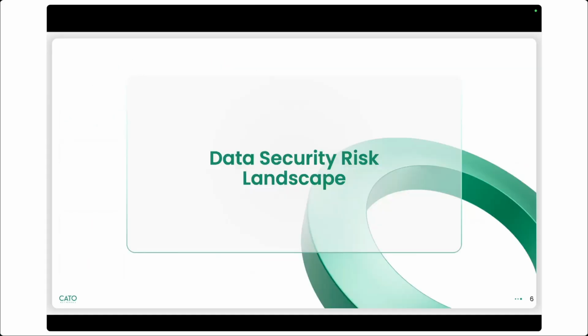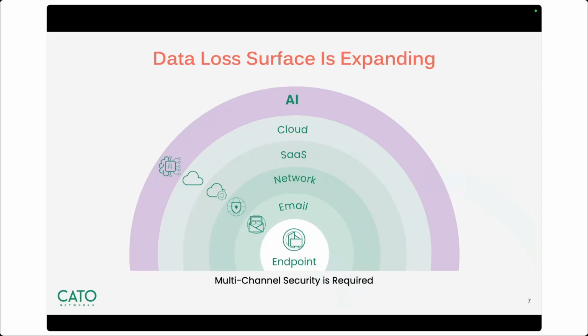So let's talk a little bit about the data security risk landscape. Data loss used to be primarily an endpoint problem. Then came email as another gateway, then the network, and now we have SaaS and cloud that has placed data everywhere. And now as we move on, we have AI as an accelerator for this. Every new layer expands the escape route, so to speak, whether we're talking copy paste, uploads, sharing links, and so forth. If you protect only one channel, then you're basically opening up other channels for your data to be compromised.